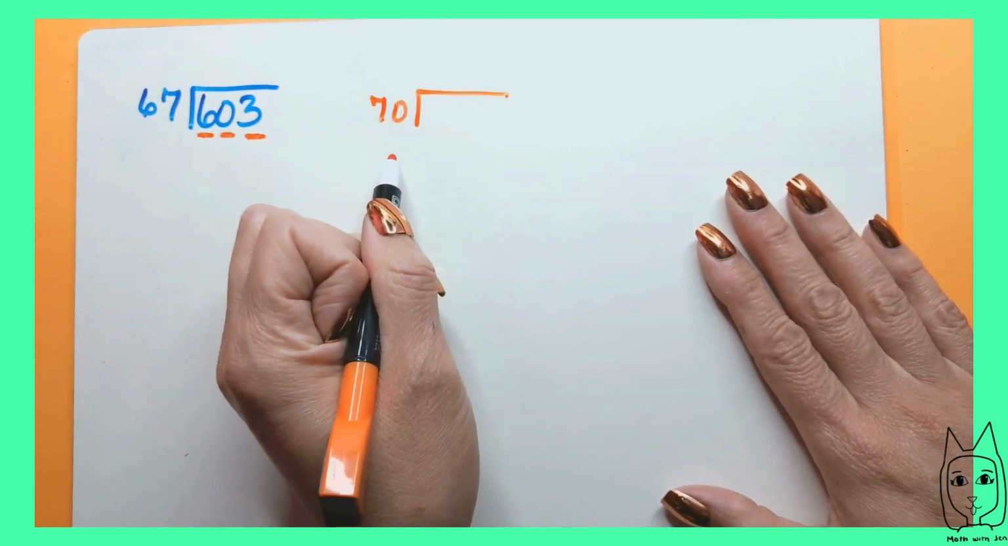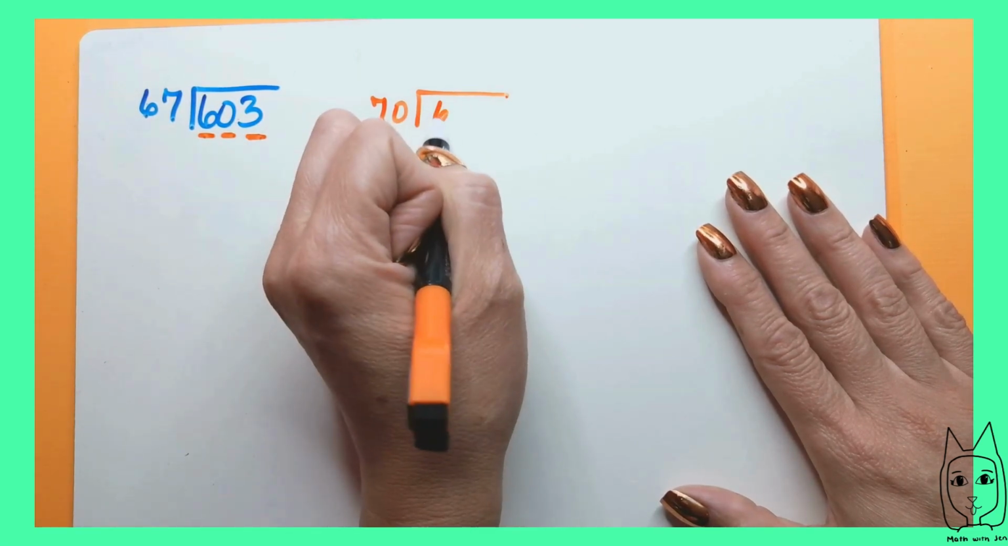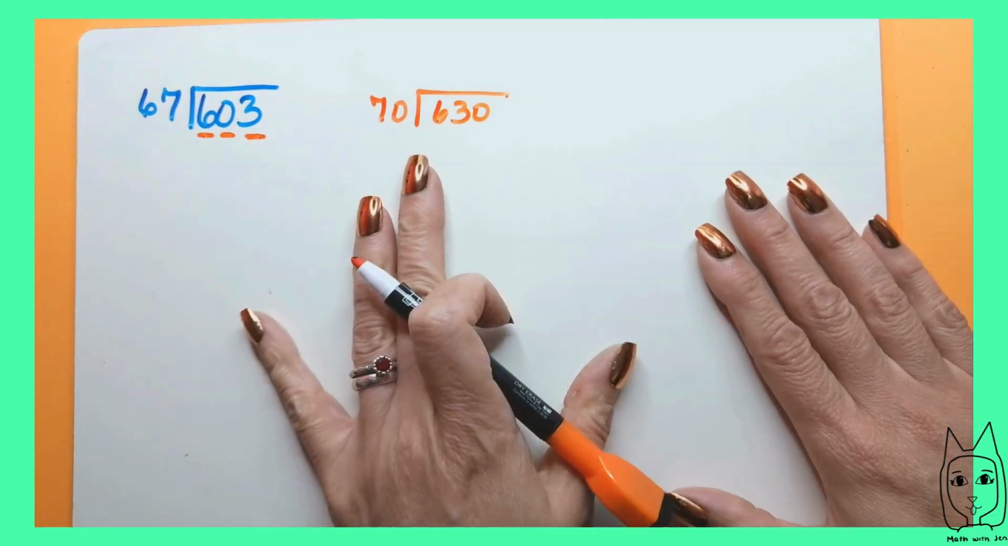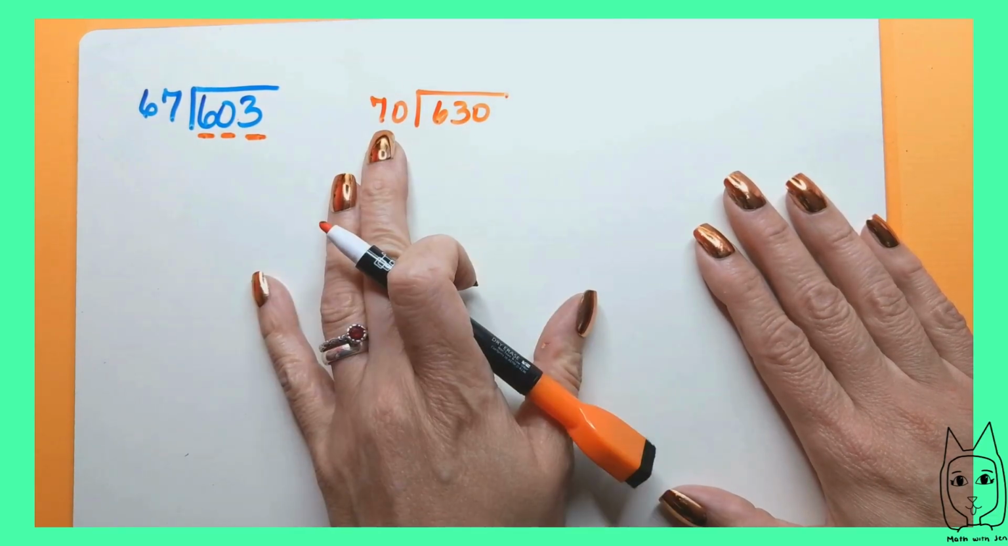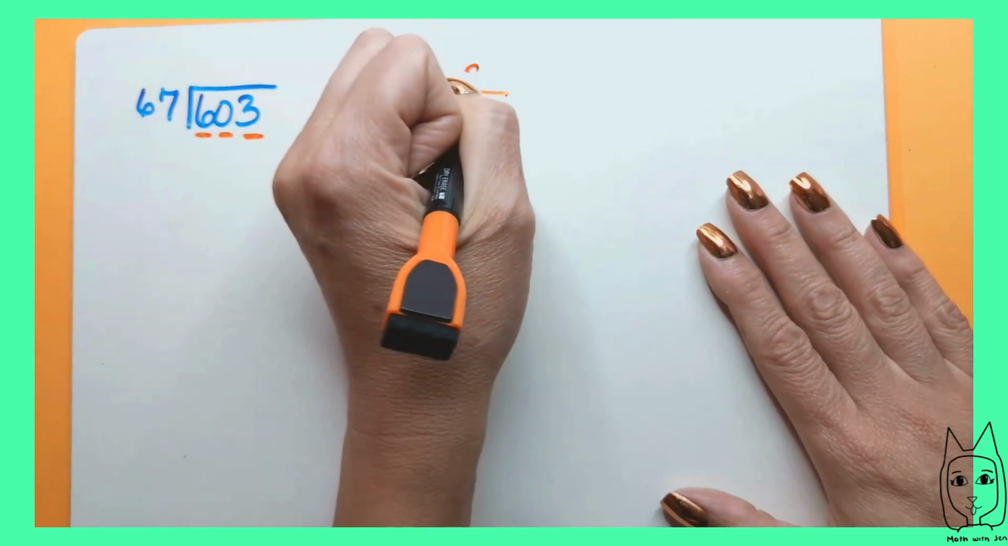I'm going to think about a multiple of 7 that is close to that 603. I'm going to do the 630. And this is just to give me an idea of where to start. So I know that 630 divided by 70 is going to be 9. I'm going to try that out.